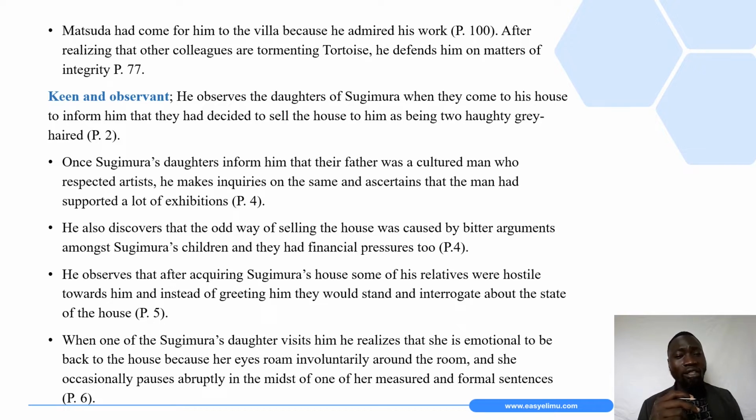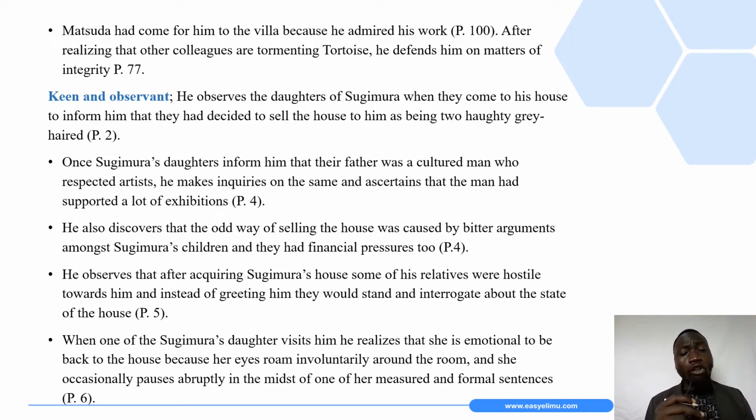So another thing is that once Sugimura's daughters inform him that their father was a cultured man who respected artists, he makes inquiries on the same and ascertains that the man had supported a lot of exhibitions. So he also discovers that the odd way of selling the house was caused by bitter arguments amongst Sugimura's children, and they had financial pressures too. So Sugimura's daughters did not all come to terms or reach an agreement on selling the father's house, but we are made to understand that they later decided to sell it to someone who is respectable and an achiever also, because they had some financial constraints.